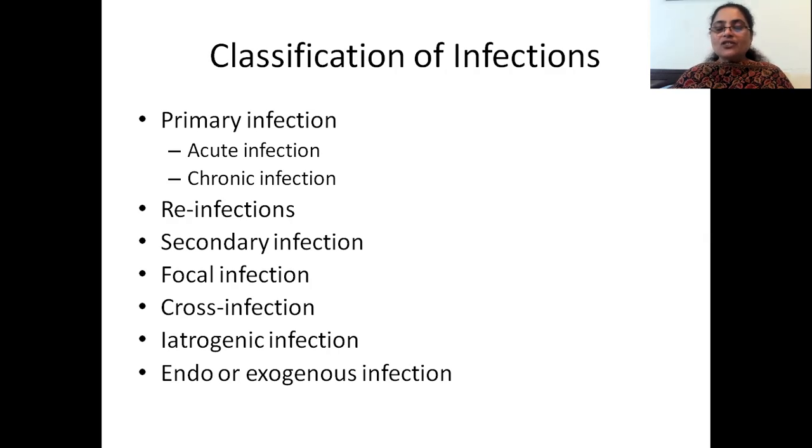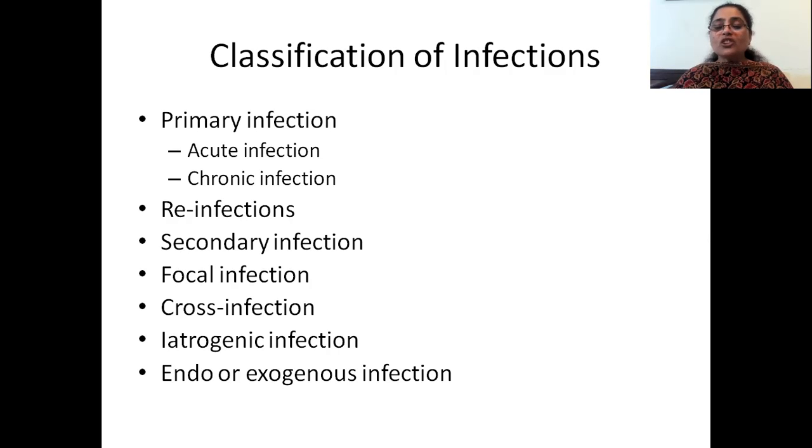Then focal infection. What is focal infection? It is focused on one point, one organ. It is localized, like tonsillitis, when the tonsils are attacked, it is focused on the tonsils. So focal infection is localized. Cross infection happens because of person-to-person contact, or used things like towels. If we are using articles used by one person after another, the infection is traveling.